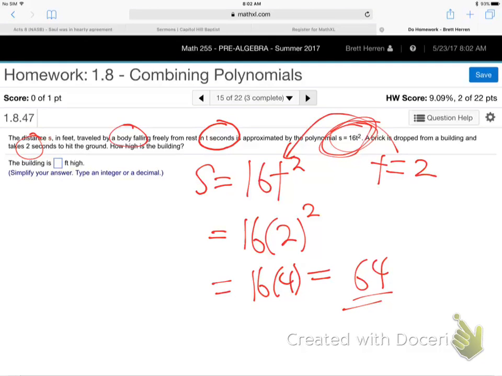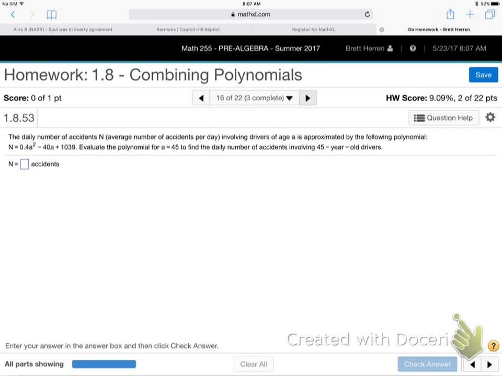All right. Let's see. The daily number of accidents involving drivers of age A is approximated by the following polynomial. Look at that polynomial. Evaluate the polynomial for A equals 45 to find the daily number of accidents involving 45-year-old drivers. It's like what insurance companies would use, right?